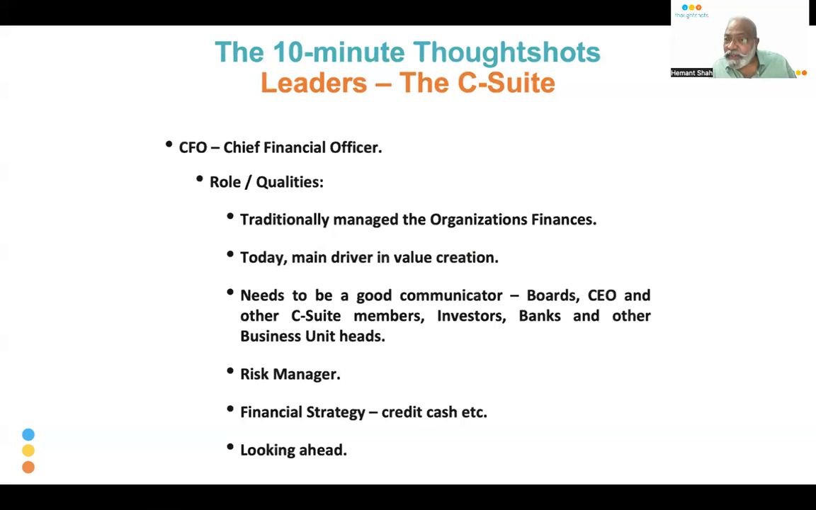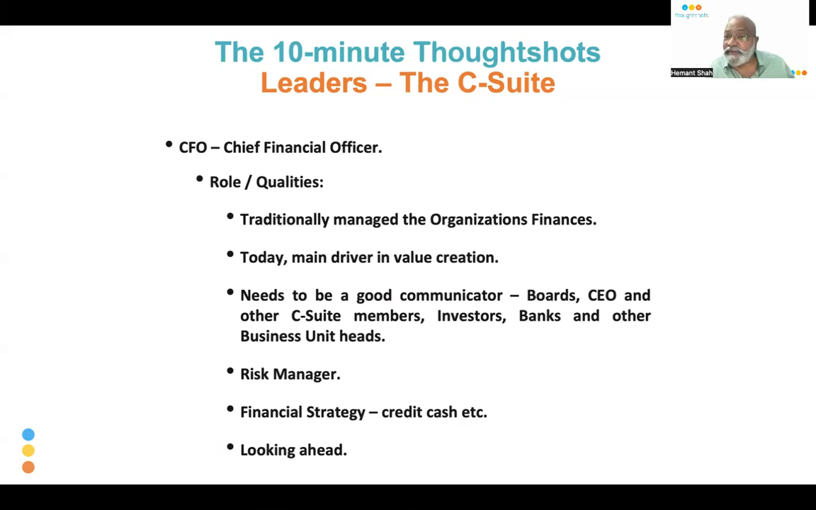And he needs to be a good communicator because he is going to interact with everybody, right from the board of the company to the CEO, to other C-suite members, to investors, banks, and other business unit heads. Everybody who works with the company in some aspect connected with the financials is going to be interacting with the CFO. And therefore, the CFO needs to be a very good communicator. He has to be a risk manager. Financial risk is one of the highest risks in a company. And therefore, a CFO has to be a great risk manager.